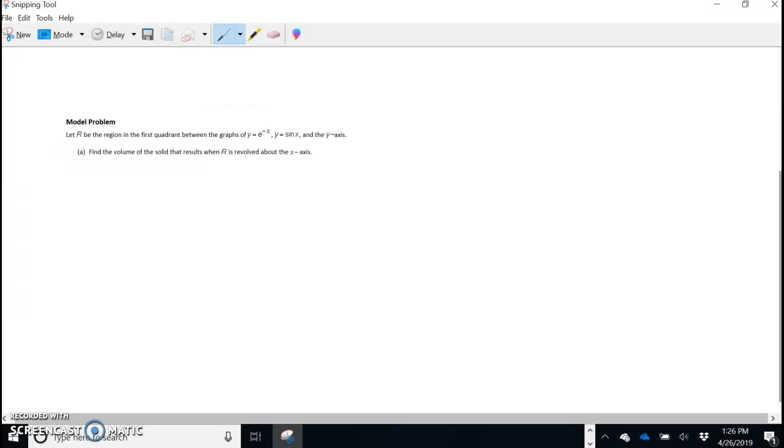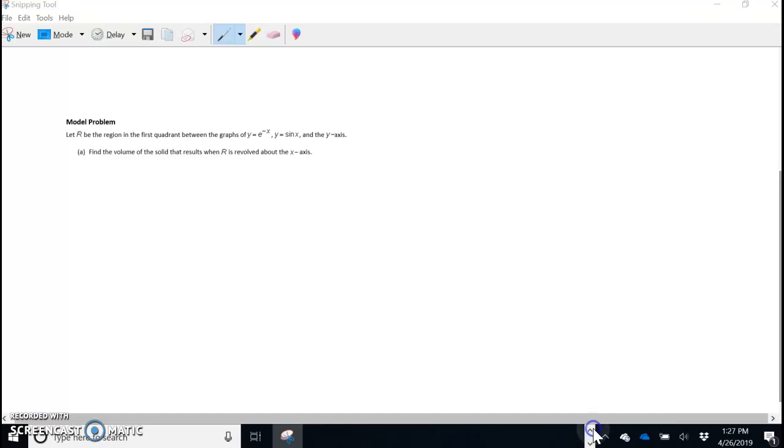Okay, now finally we're going to talk about volumes of revolution. So our next key lever involves the graphs of e to the negative x and the sine of x, and the region that's bounded between those two things and the y-axis in quadrant 1. First thing we want to do is find the volume when we spin around the x-axis.